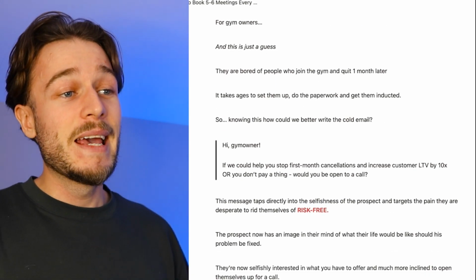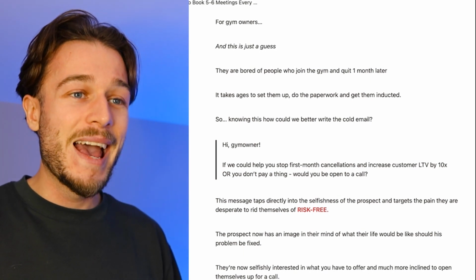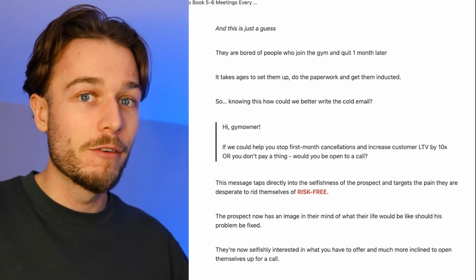Well, the first thing here is that this message taps directly into the selfishness of the prospect and targets the pain that they are desperate to rid themselves of, risk-free.